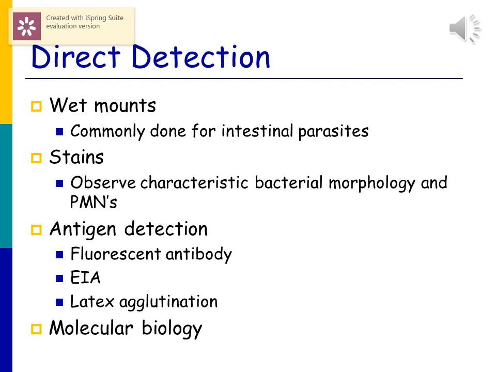You can detect antigens using fluorescent antibody staining. You can do ELISA techniques, and you could do latex agglutination, as well as some molecular techniques.